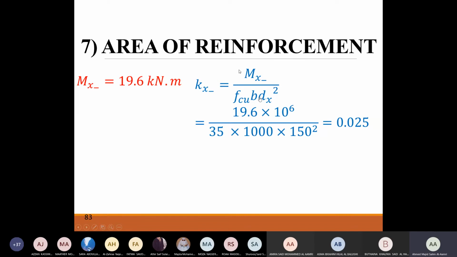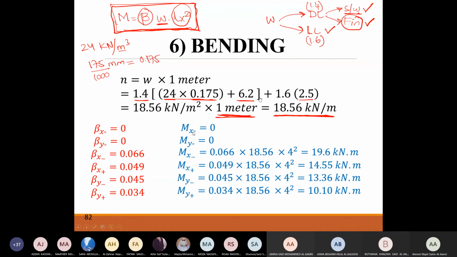Now, which moment are we going to use? If this is mx negative, then of course we should be using mx negative for calculation of k. How many moments were there? Leave the zero. Okay, leave the zero. How many moments are there? There are 4 moments. It means that how many k's are there? For each k, there will be 1 moment. So we'll be having 4 k's as well.